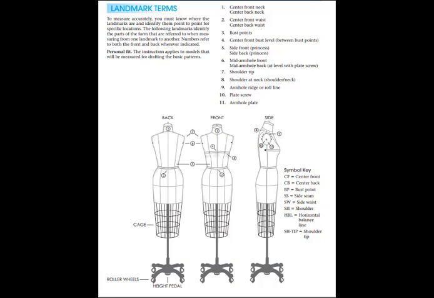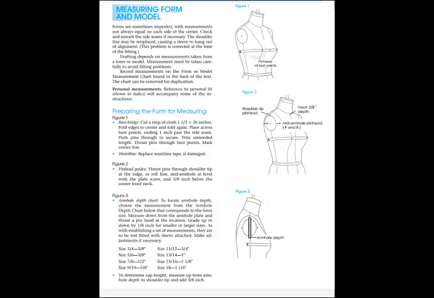Key: CF, center front. CB, center back. BP, bust point. SS, side seam. SW, side waist. SH, shoulder. HBL, horizontal balance line. SH tip, shoulder tip.